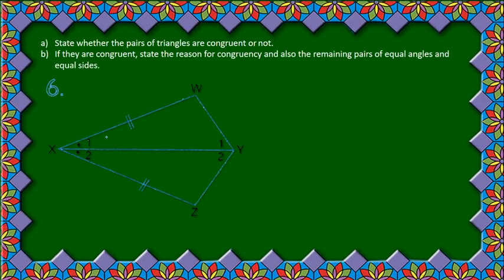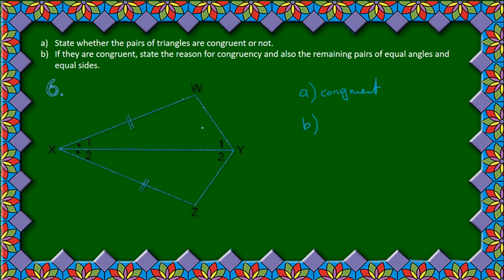Number 6. Now this is just the mirror image of these two triangles, and therefore we've got this common side over here, XY, and then we have that XW and XZ are equal, and X1 and X2 are also equal. So these are congruent.